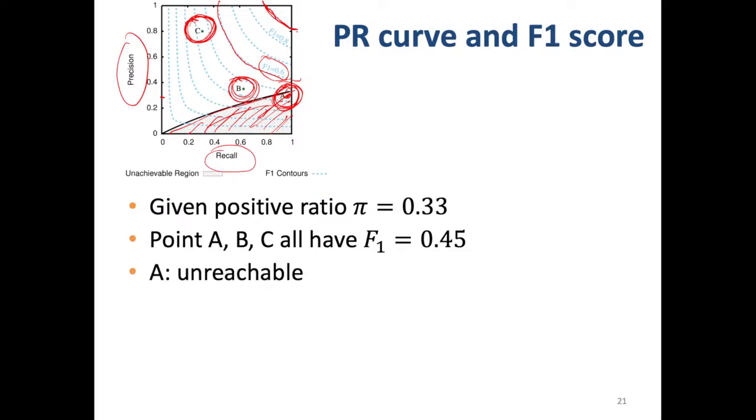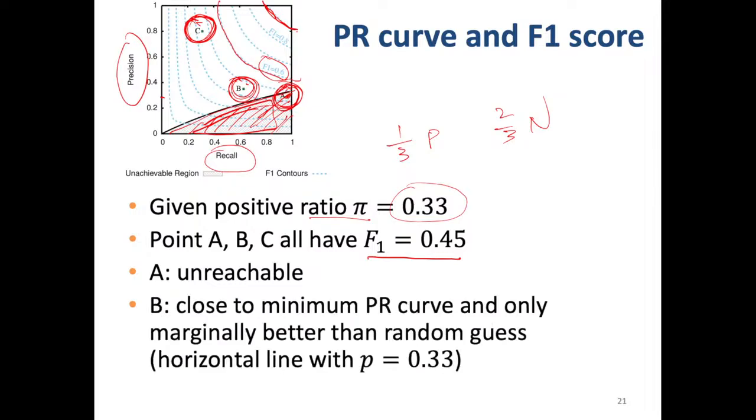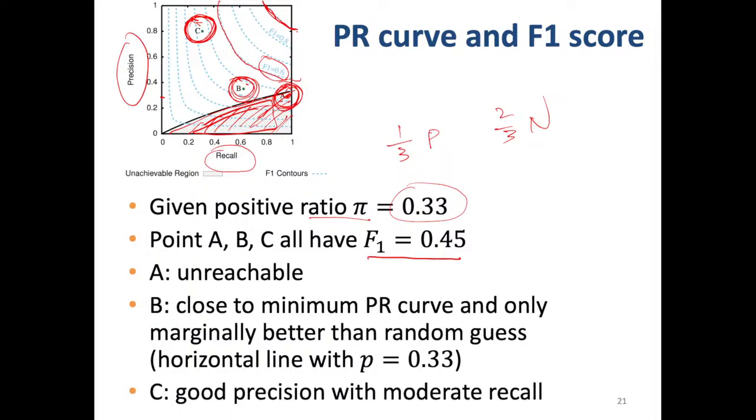So anyhow, here the positive ratio is 0.33, which means 1/3 of them are positives, 2/3 of them are negatives. In this case, we have the unreachable area here, and the F1 score for all these 3 data points is 0.45. But if you need to cut the threshold somewhere, perhaps you should cut at the place where you get point C.